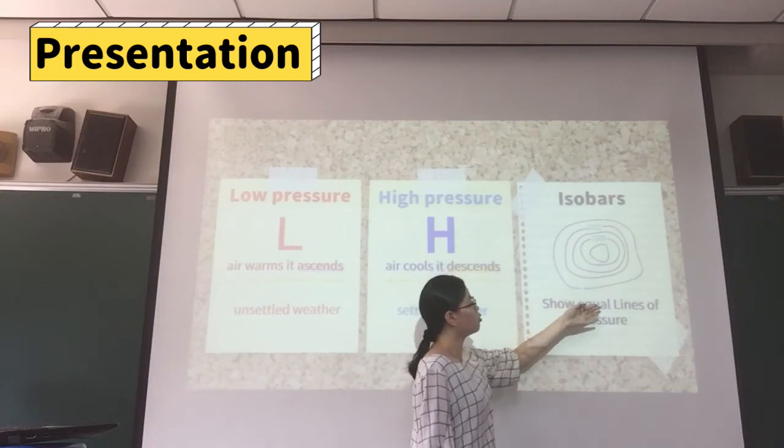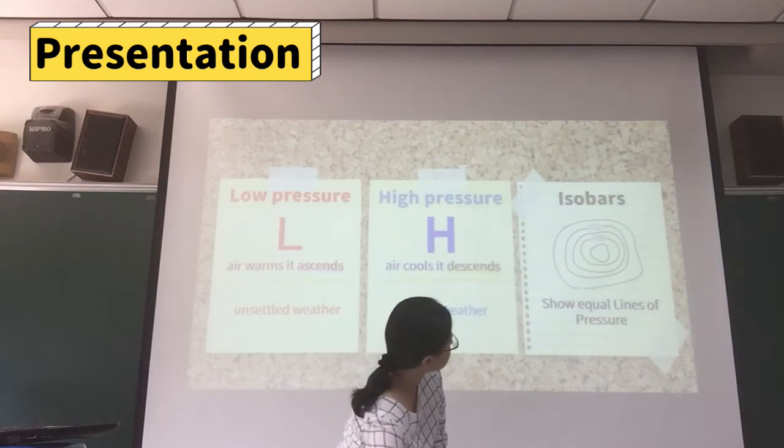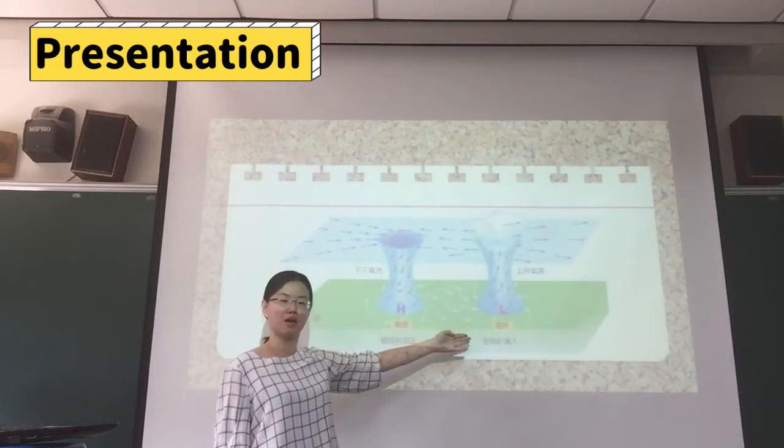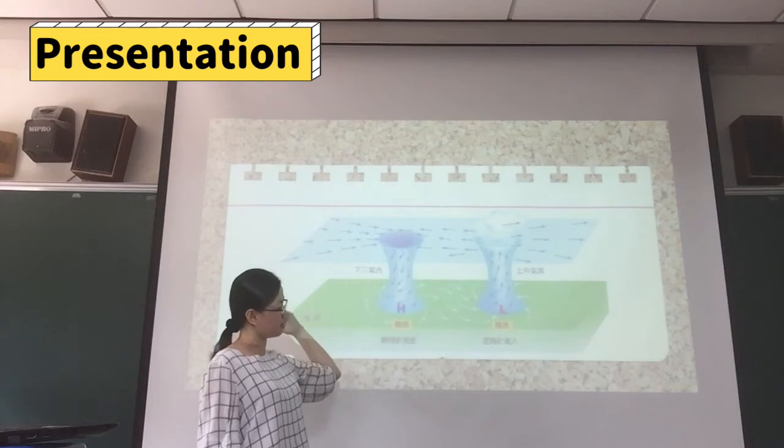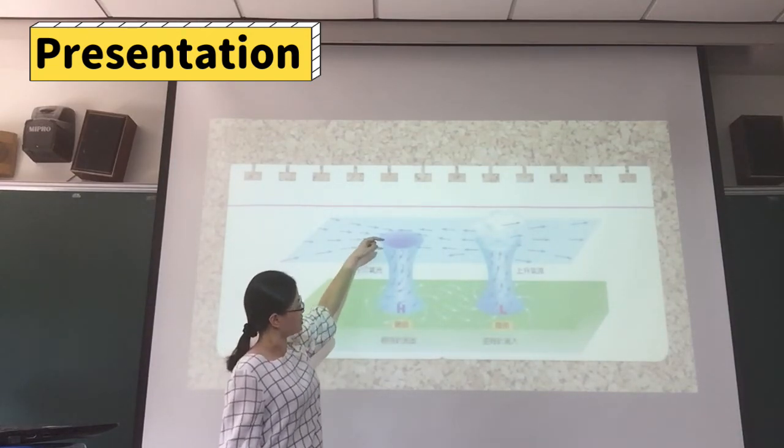It shows the equal lines of pressure. The right one is the low pressure, and the left one is the high pressure. The air sinks.